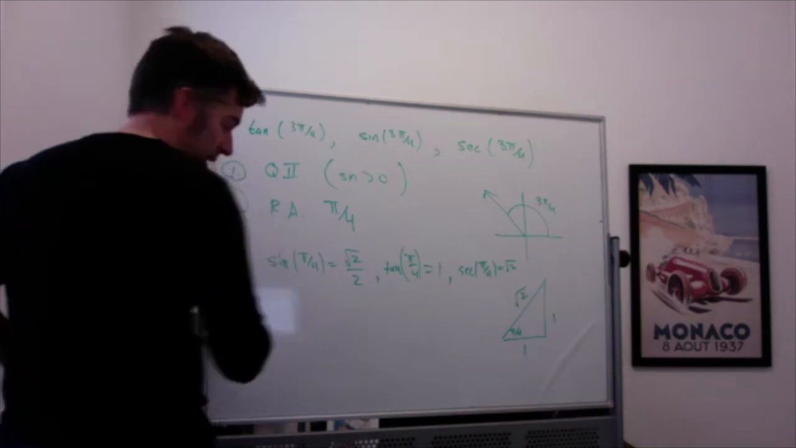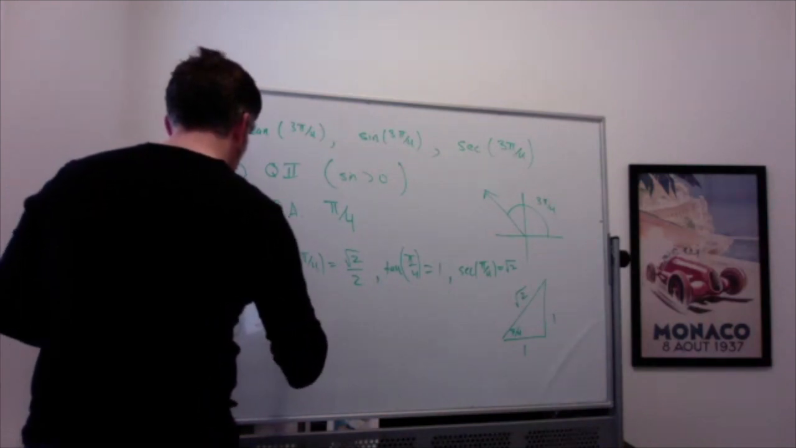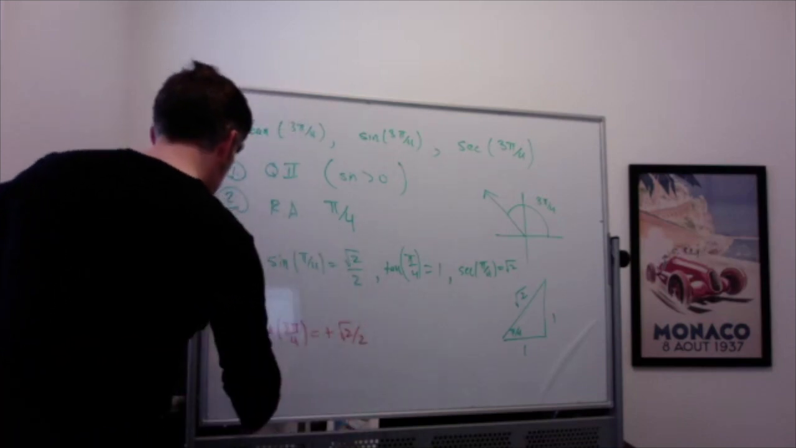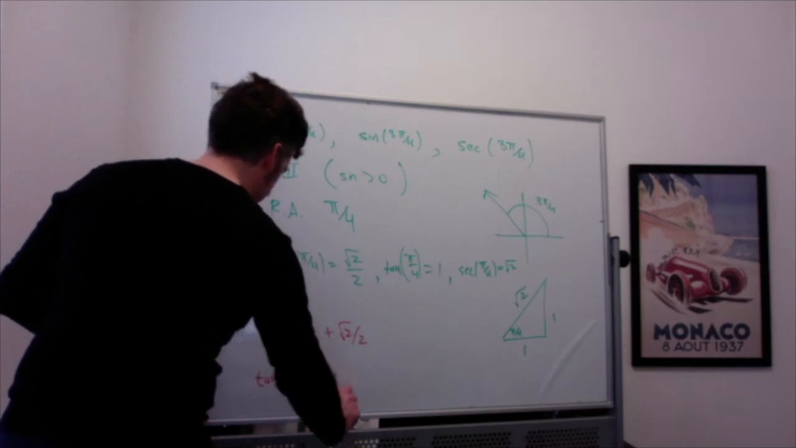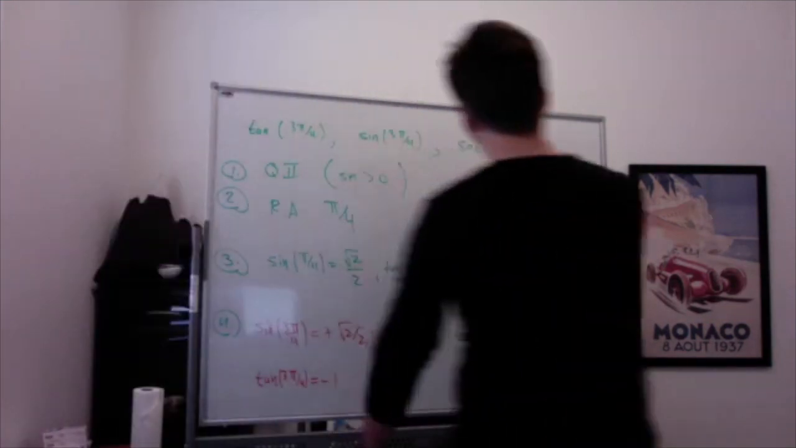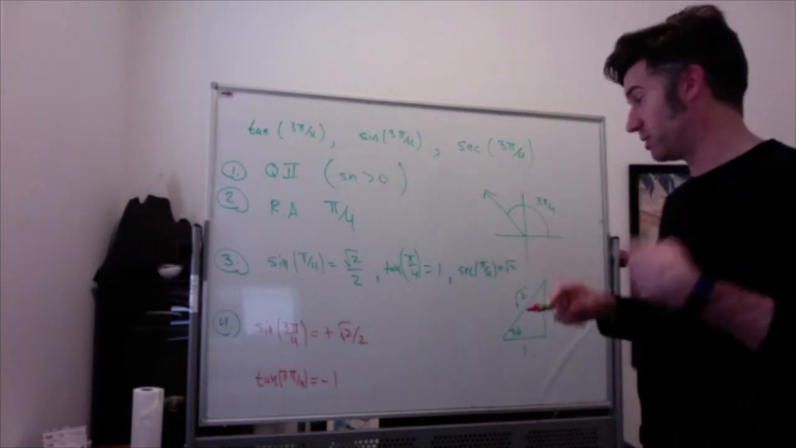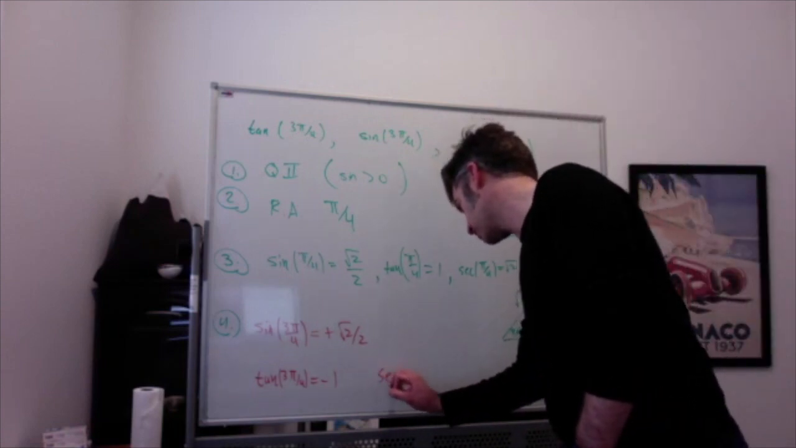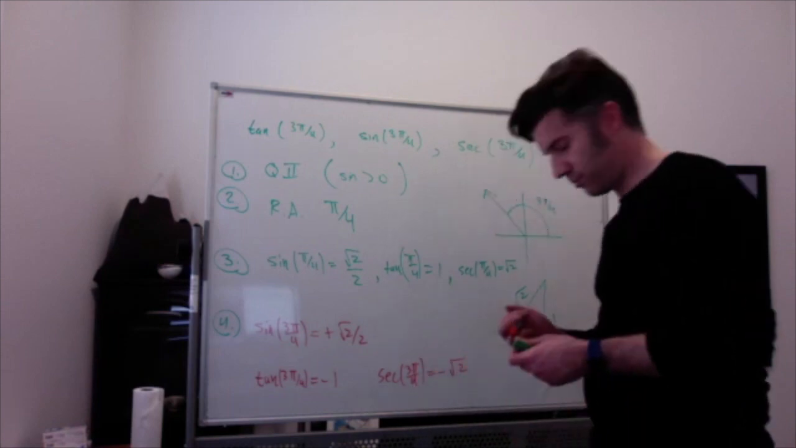to find sine of 3 pi over 4, I'm just adjusting whether it's positive or negative. So sine of 3 pi over 4 is positive root 2 over 2. Tangent of 3 pi over 4 is negative 1, right? Because sine is positive in quadrant 2, and tangent and cosine are both negative, and so are their reciprocals. So if cosine is negative, so is secant. So secant of 3 pi over 4 is going to be negative.